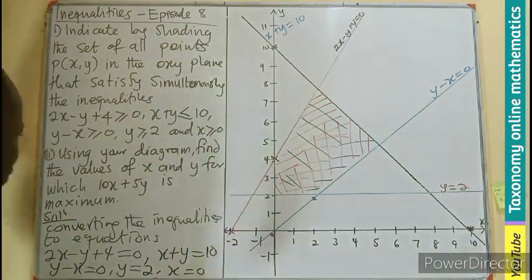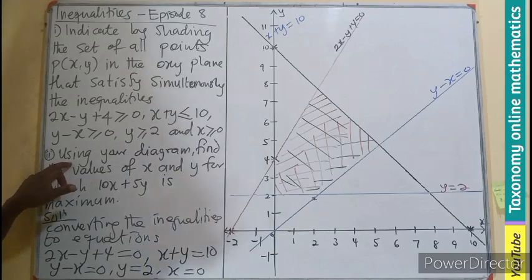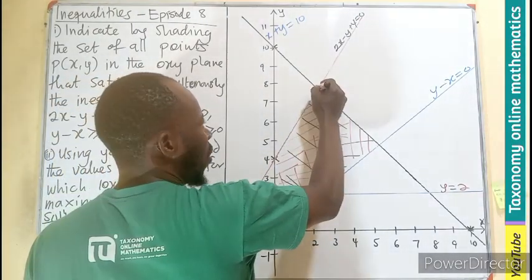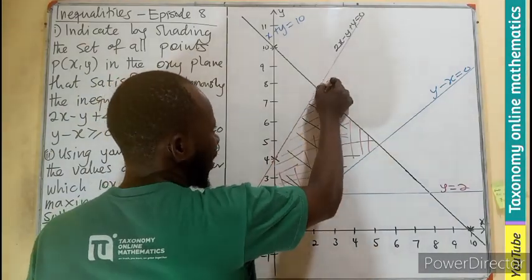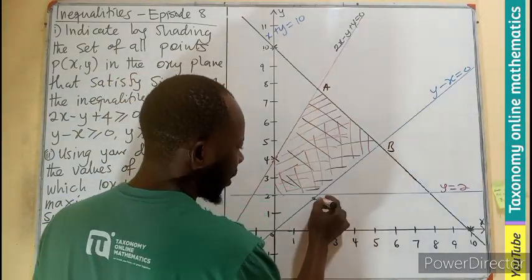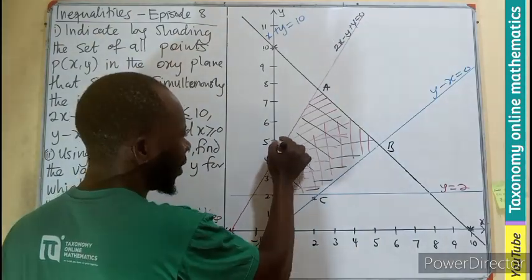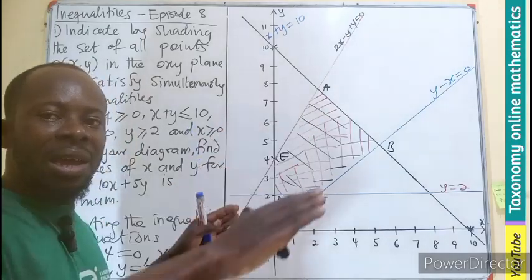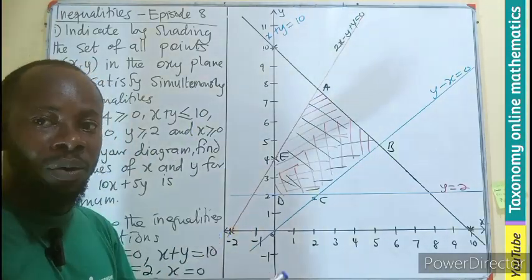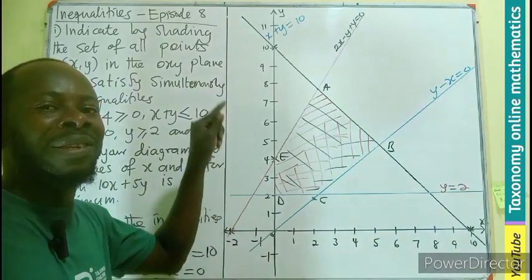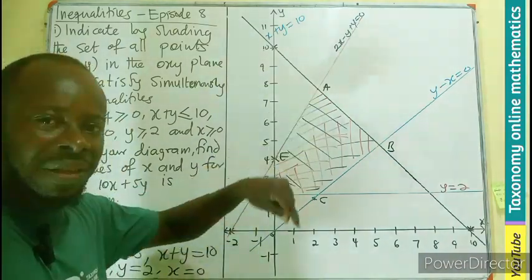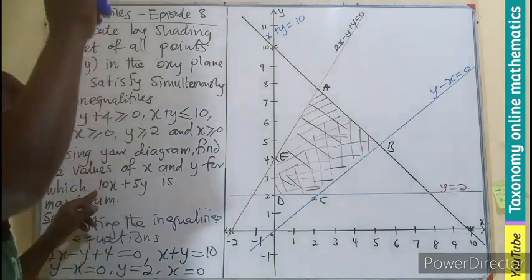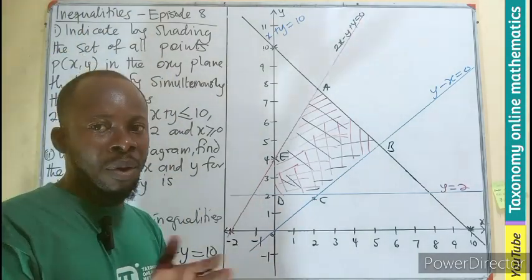Alright. Then the next question is to find the maximum. So finding the maximum, we locate the points of intersection. So let's say this is A, B, C, D, E, the points of intersection of all the lines, which is forming a polygon. So we can say we locate the vertices. The points at the vertices, we substitute into this equation. Then we find the maximum or the greatest among them.